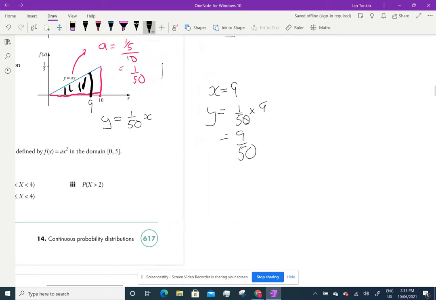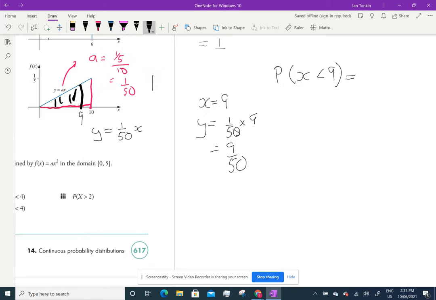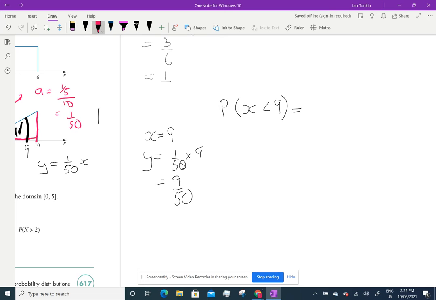So now I can do the probability of X less than 9 because it's an area of a triangle. And I remember the area is a half the base times the height. And that's a half times the base. Well, it's 9 across and the height is 9 on 50. So 81 on 100.